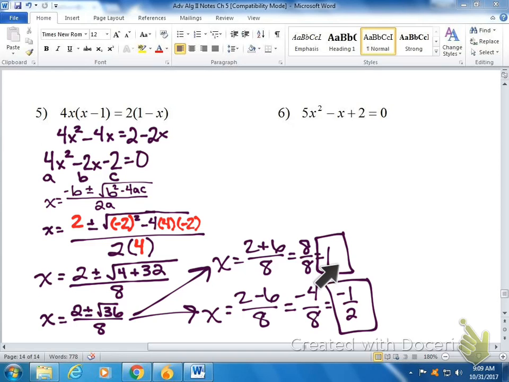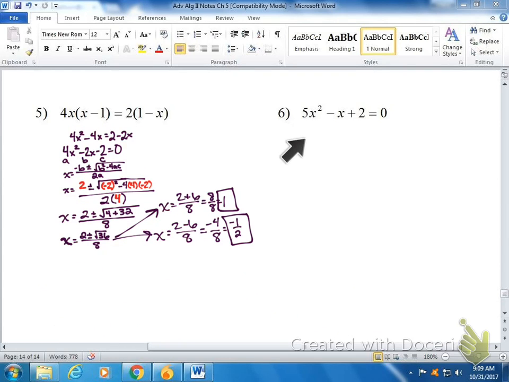When we get integers, or when we get rational numbers, that means we could have factored this. So not only could we have taken a 2 out, but we would have been able to do multiply add or bottoms up method. I just wanted to prove to you that whether you can factor or not, quadratic formula always will work. So on to the next one.